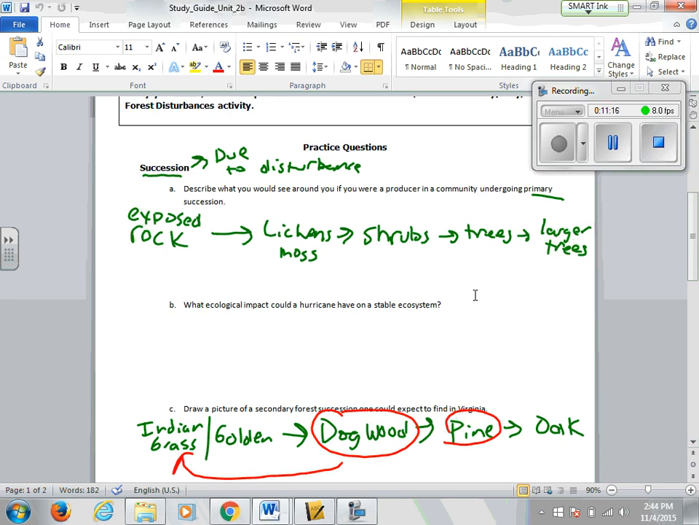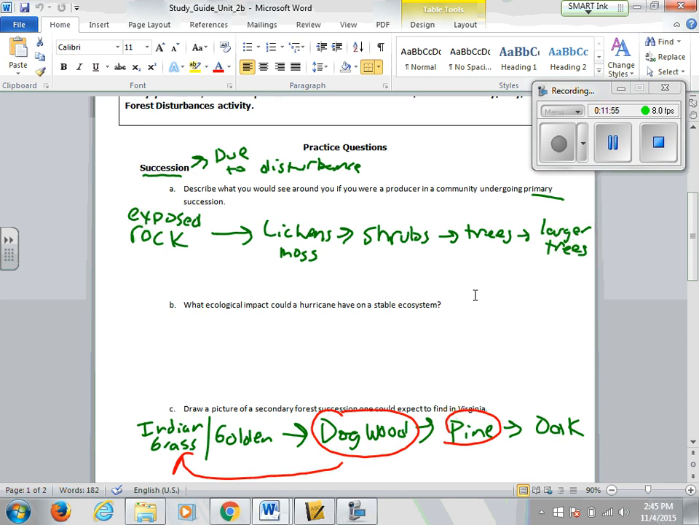So what ecological impact could a hurricane have on a stable ecosystem? It resets the succession timeline. And with that, again, we talked about biodiversity. The more biodiverse you are, the more your ecosystem is going to be able to withstand a disturbance. So we might not knock out all the dogwoods or all the pine trees in a fire, so that's really good. You might not knock out everything in the disturbance, but biodiversity is a good thing. It just means you have a greater chance of survival.